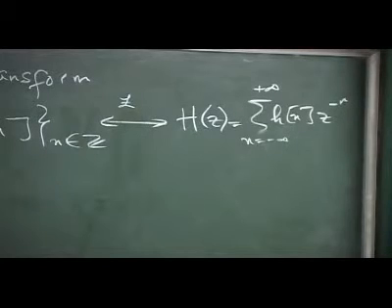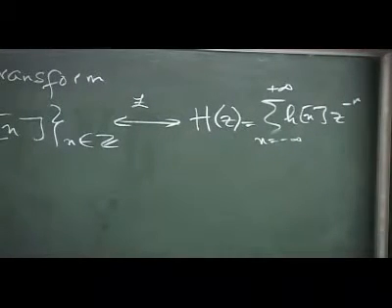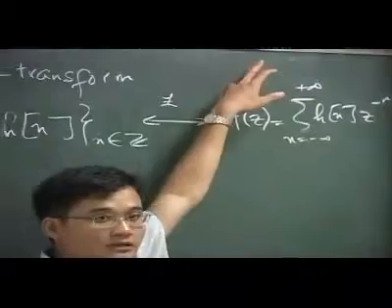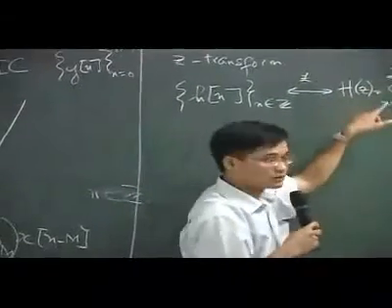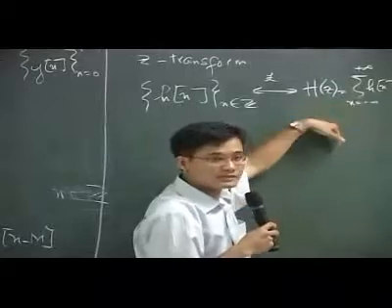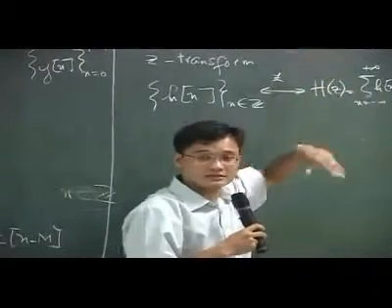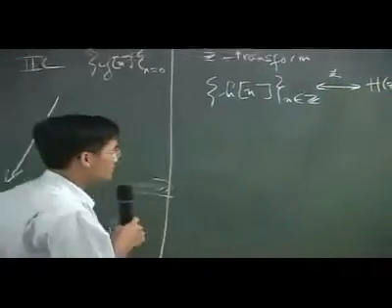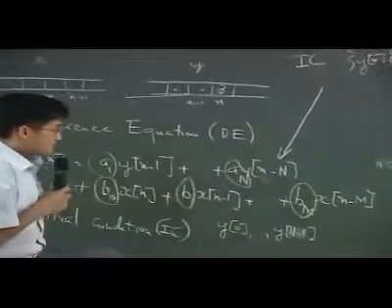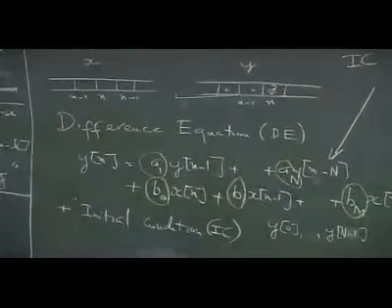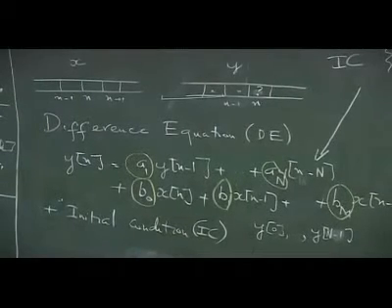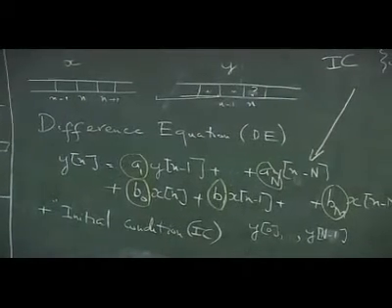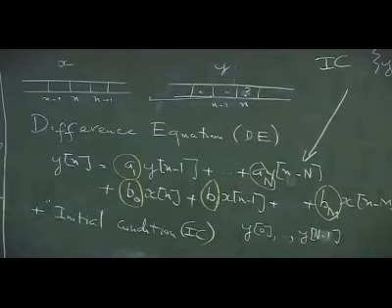Okay, one thing someone told me yesterday: whenever I don't write anything for the limits, I assume that it goes from minus infinity to plus infinity. When I write an integral, I don't put the limits, I assume from minus infinity to plus infinity. It's not the indefinite integral. Okay, so that's the definition of the Z transform. And maybe we should take some examples.